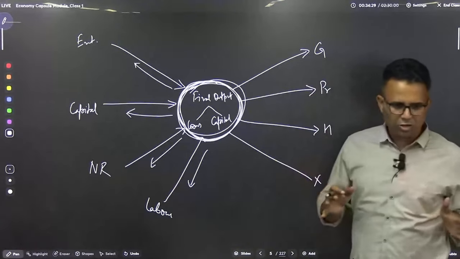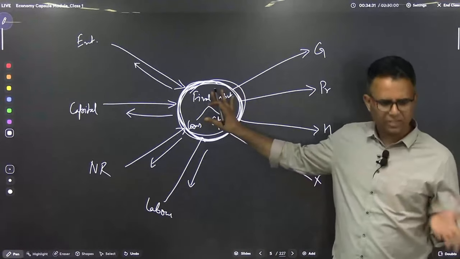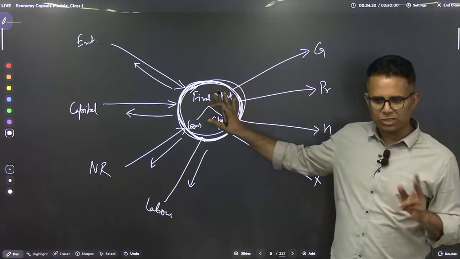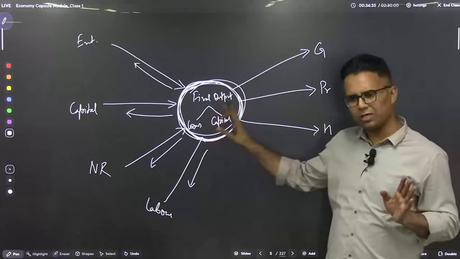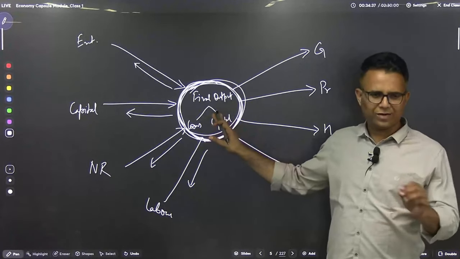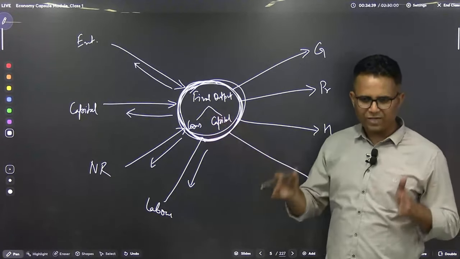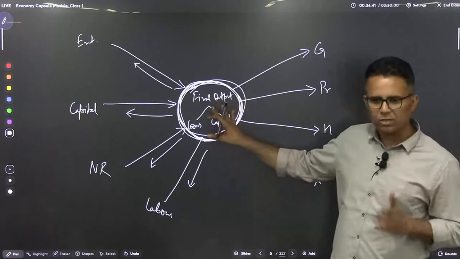I am saying that every economy is producing final output every year. And this final output consists of two things: consumption goods or capital. Any good you tell, I will divide into consumption or capital. So every year, the Indian economy is producing this output.